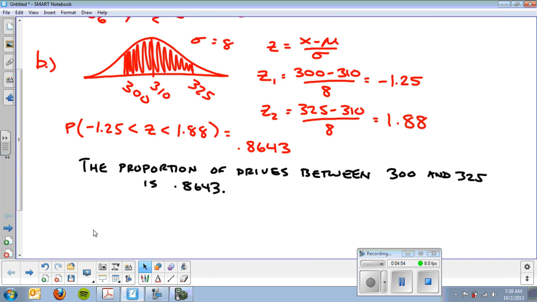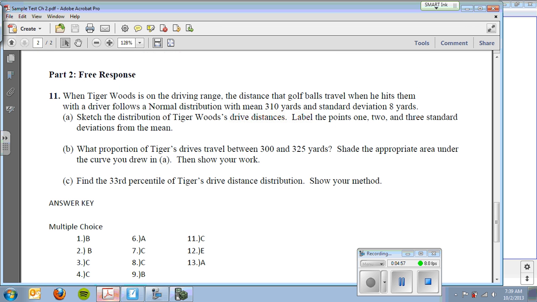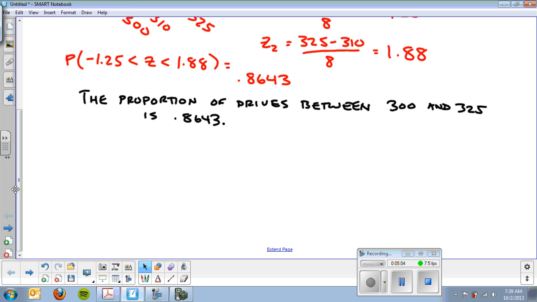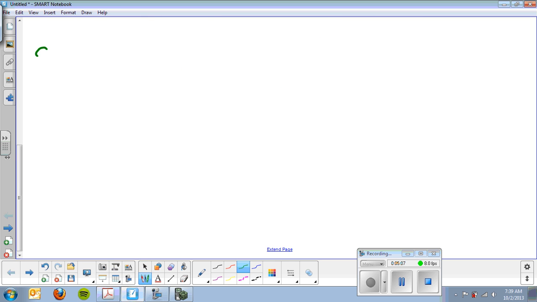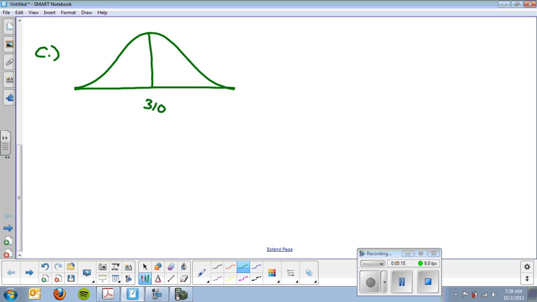Okay, moving on. Part C. Find the 33rd percentile of Tiger's drive distance distribution. So basically, this is a reverse problem. If his golf drives are normally distributed with a mean of 310 and a standard deviation of 8, the 33rd percentile, remember percentile is the area to the left. So that's basically saying I want to figure out what drive distance has an area of 33% to the left.